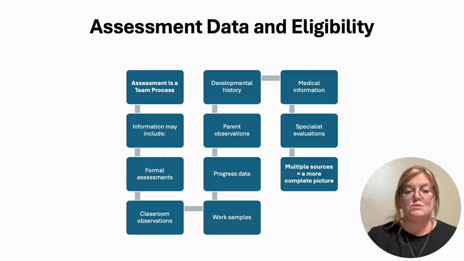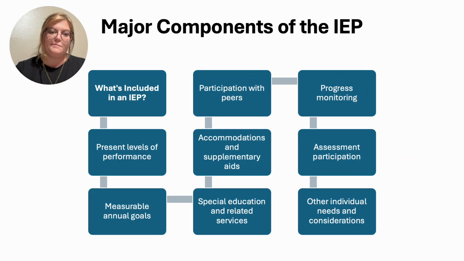So this collaborative use of assessment data really helps the team make decisions based on evidence rather than assumptions and allows the team to identify both the child's strengths and areas where additional support may be needed. The IEP is a written plan that describes the child's current needs and the educational supports that the school will provide. So first, the IEP includes present levels of academic achievement and functional performance. This describes what the child currently knows and what they can do, and how the disability affects participation and progress.